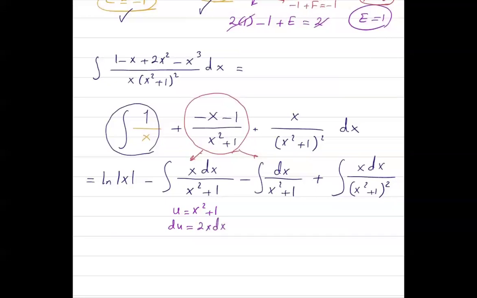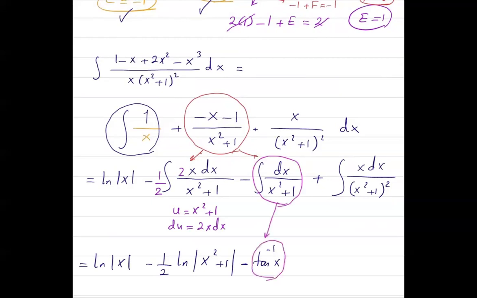So for this integral here, I'm going to take u to be x squared plus 1. Du is 2x dx. One by one, I'm trying to find these integrals. Minus a half ln of absolute value of x squared plus 1. This integral is inverse tangent of x. And for the integral at the end, I'm going to take u to be x squared plus 1. Du is 2x dx. So multiply by 2, divide by 2. It becomes the integral of du divided by u squared. So it is negative 1 divided by 2 times x squared plus 1 plus constant of integration.